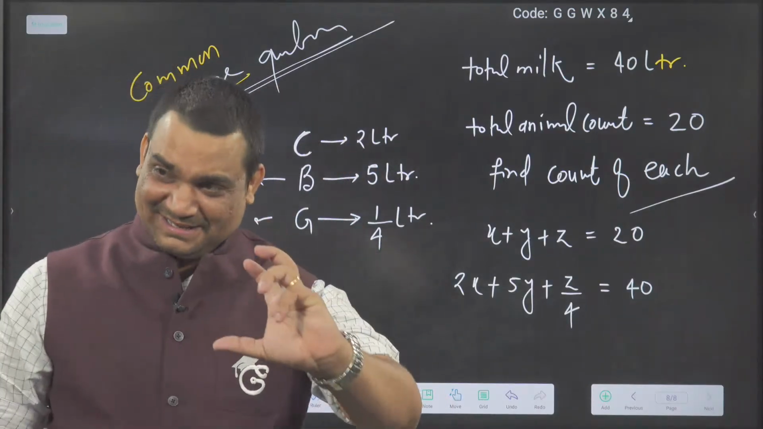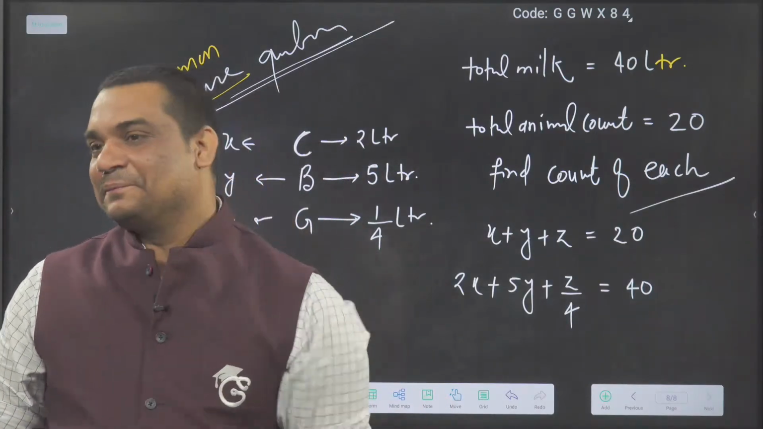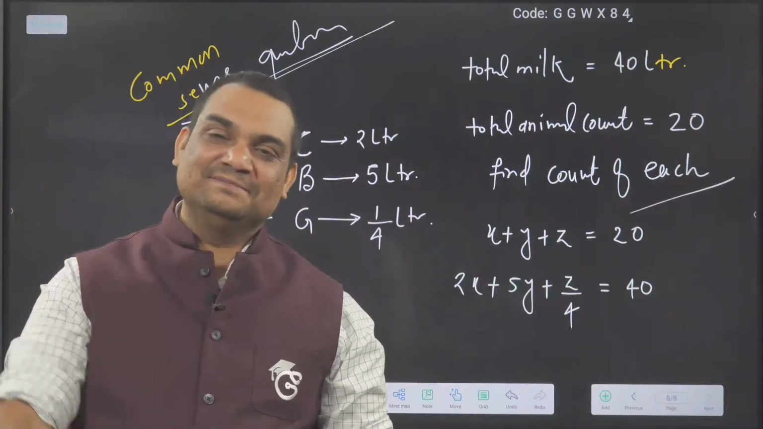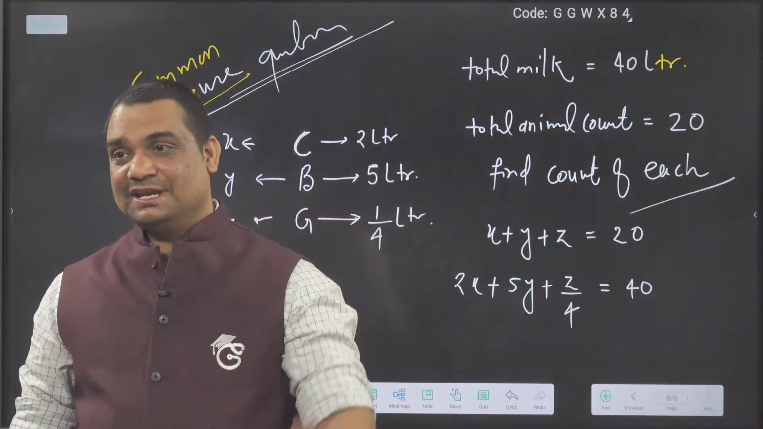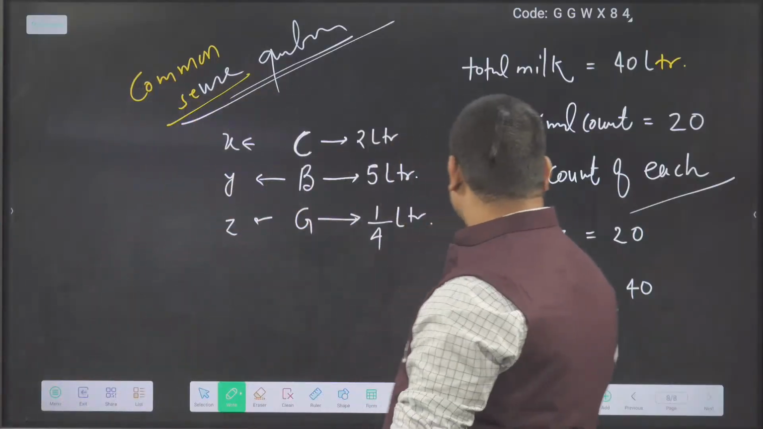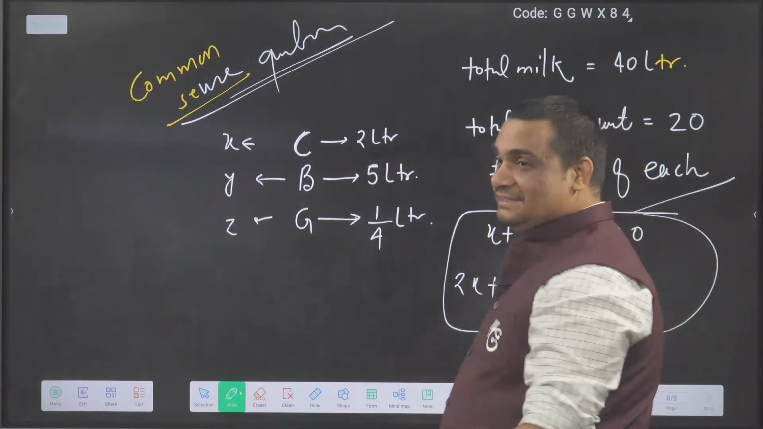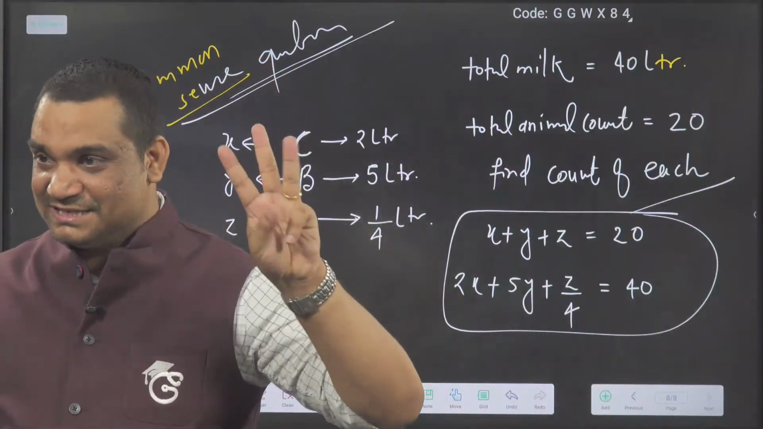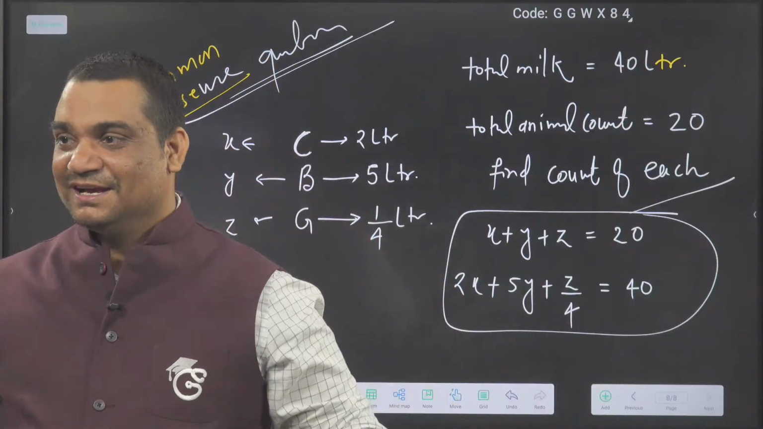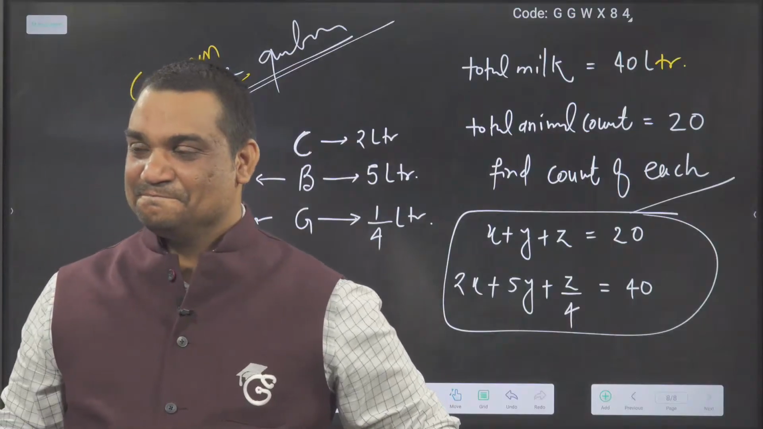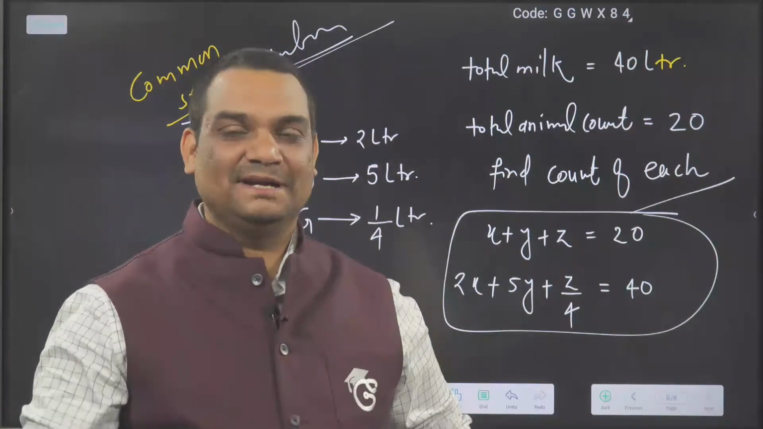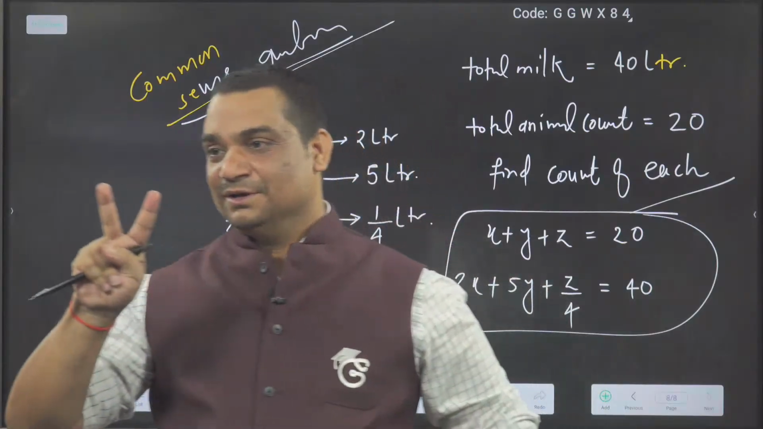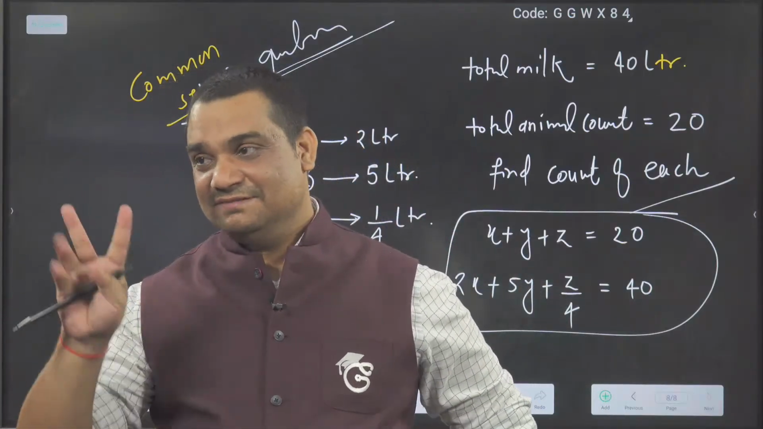But what is the problem here? How many variables are there in this question? 3 variables and 2 equations. Can you solve it now mathematically? Mathematics says that to solve 2 variables, you need 2 equations. Using 2 equations, with 3 variables you cannot solve.